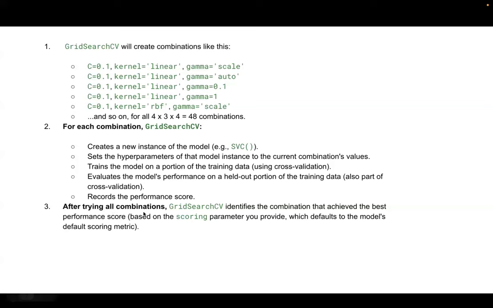Okay, so after trying all combinations, GridSearchCV identifies the combination that achieves the best performance score. Okay, and then that is used for model training. So this is what all model optimization is about.